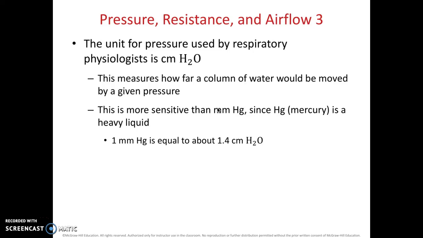The unit for pressure used by respiratory physiologists is centimeters of water. This measures how far a column of water would be moved by that given pressure. This is because it's more sensitive than millimeters of mercury, since mercury is a pretty heavy liquid, and it wouldn't be very good to measure the pressure in the body.